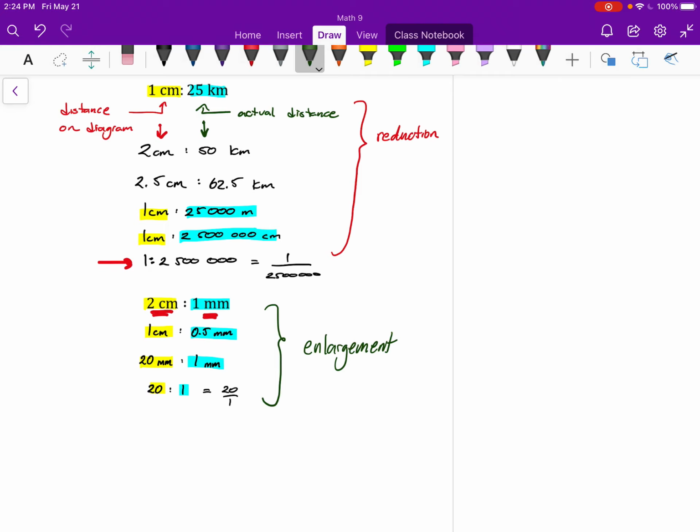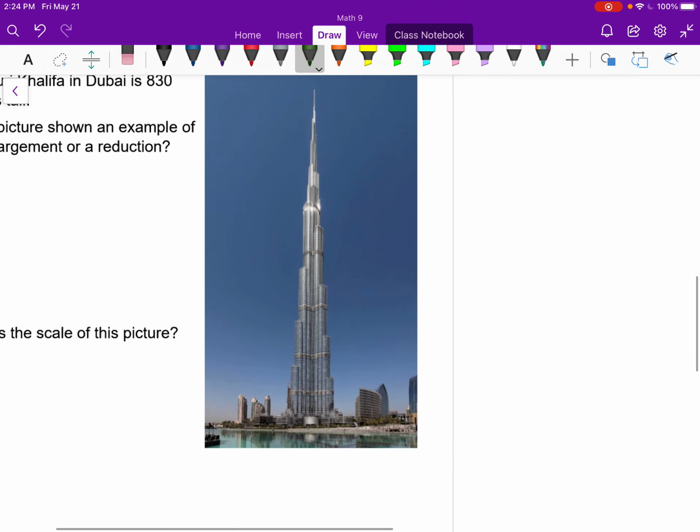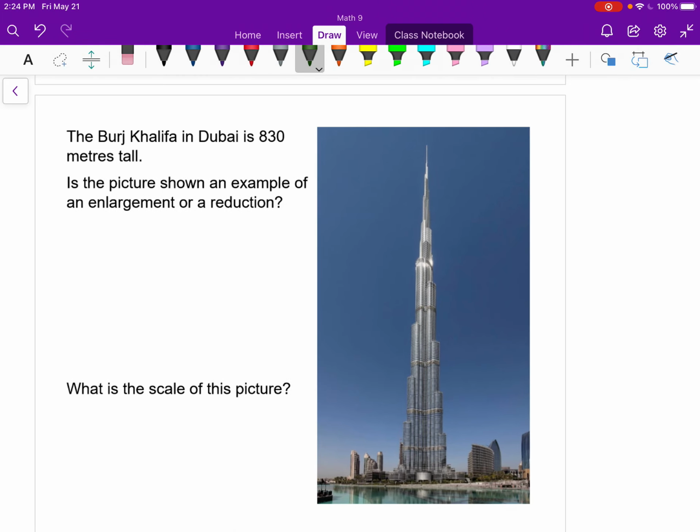And again, maps in general are always reductions, and those are more common. Usually, if you try to think about a scale diagram, it's something large that we've made smaller, like this. This is the tallest building in the world, at least at the time of me making this video. And the picture of it is smaller than the actual one. So I don't need to read anything else to know the answer to this first question. Is this picture showing an example of an enlargement or reduction? This is definitely a reduction.